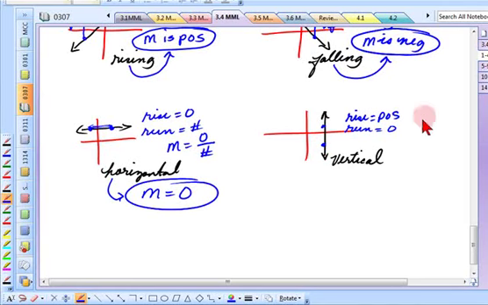So the rise actually could be positive or negative, because you might move from the top to the bottom. It's going to be a number. But for the slope, you get a number over 0. What happens when you try to divide by 0? You don't get 0, you get undefined. You get an error message with your calculator. It is undefined. So m is undefined.